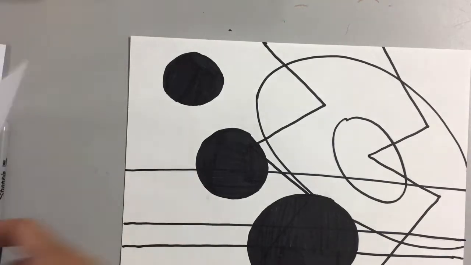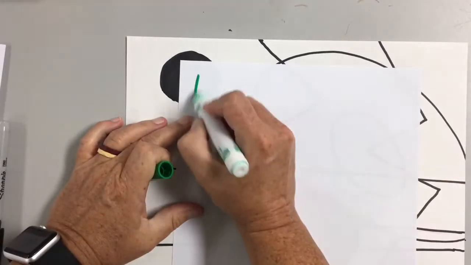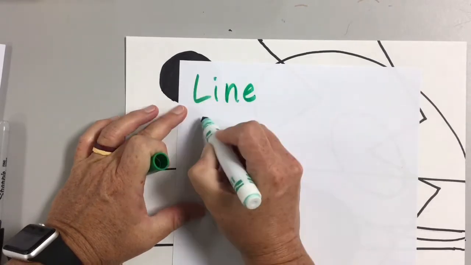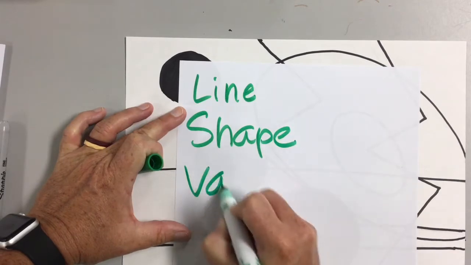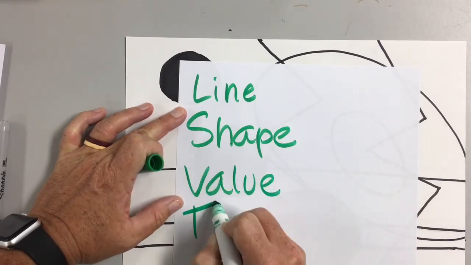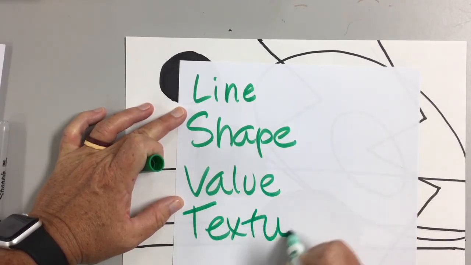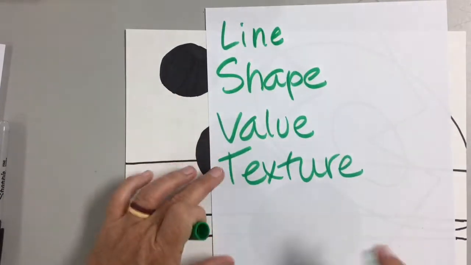We are going to be creating visual definitions for each of our definitions. So we'll have line, shape, value, texture, and color.